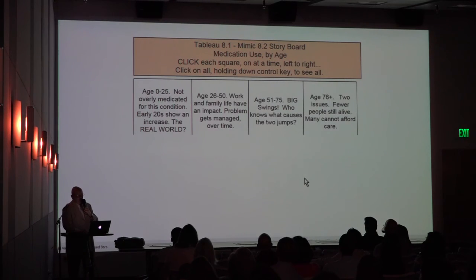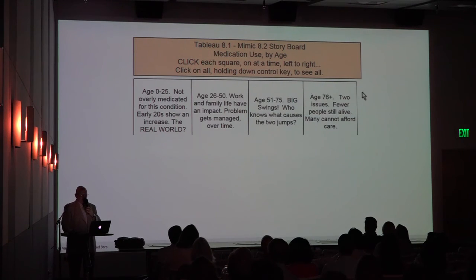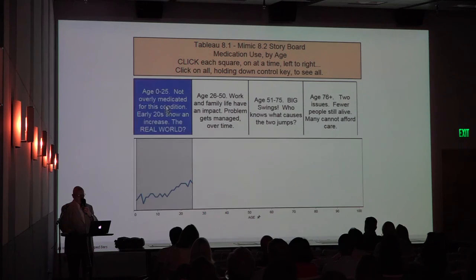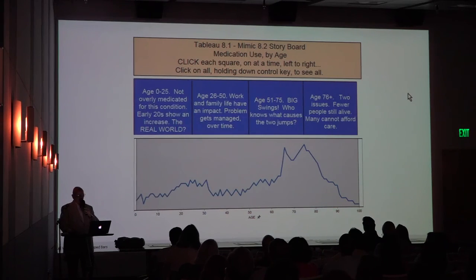Tableau 8.2 storyboards. Anybody use storyboards? That first granddaughter story was a Tableau Story Points storyboard. Back before 8.2, we could still mimic that same capability. This is something similar, for a certain age group. Here's an average by age, drug usage, another age group, another age group, another age group. Highlight them all, get them all. So we can tell stories in a different way.